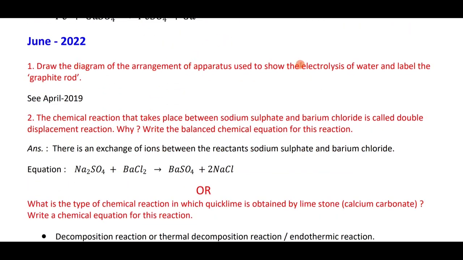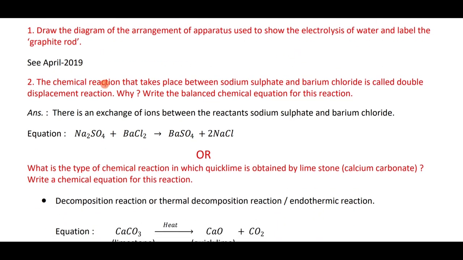Next, the electrolysis of water diagram is repeated. See, students, you can see the question which has repeated many times. So try to concentrate on those questions, try to learn. You can see here, based on the types of chemical reaction, the question has been asked repeatedly. Do try to learn all the types of chemical reaction in detail.